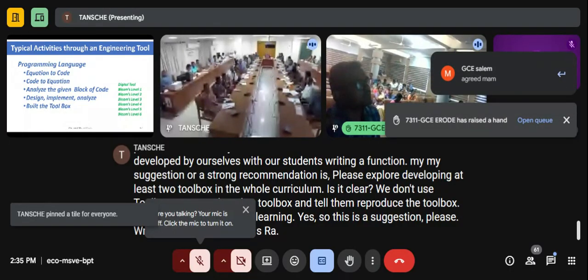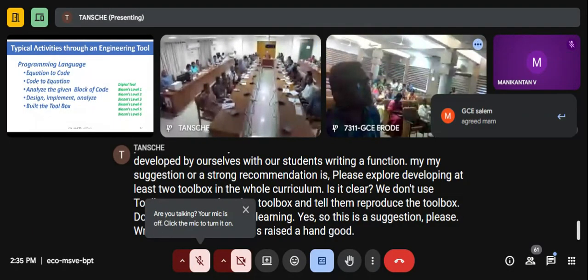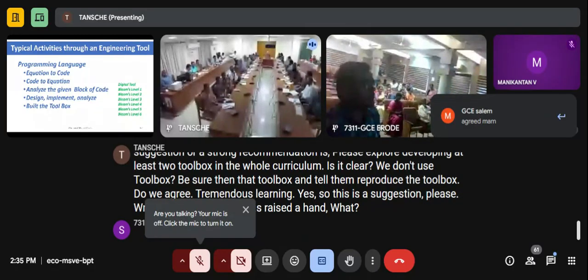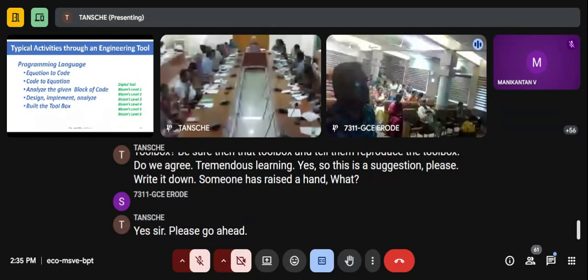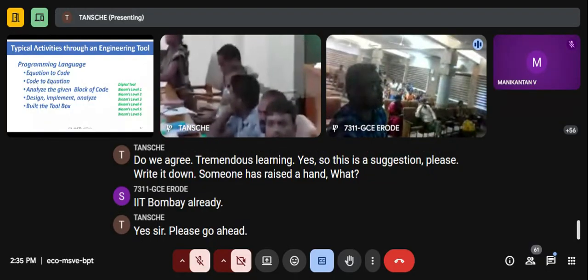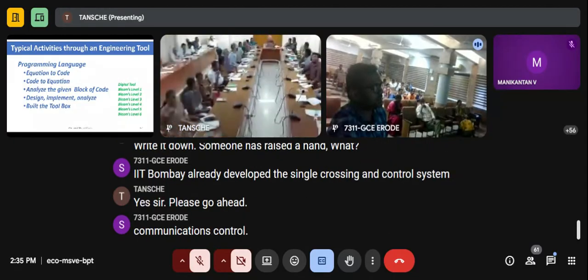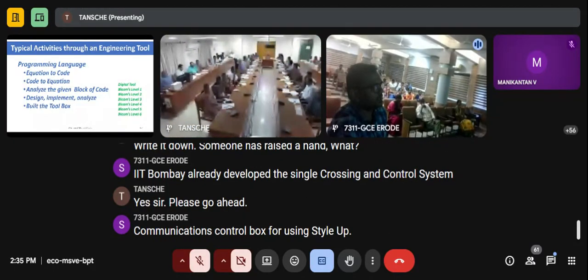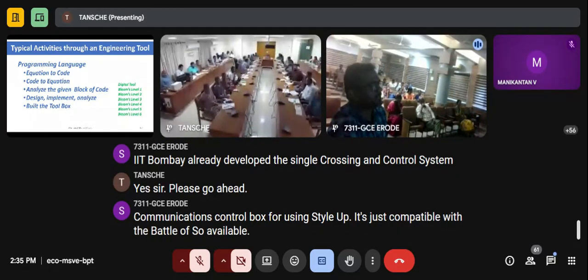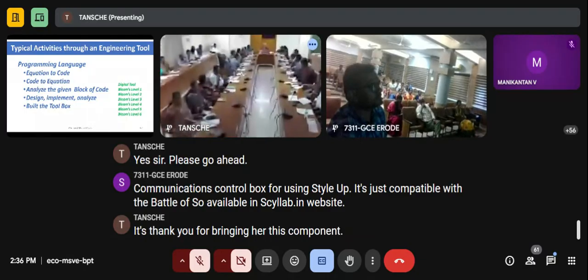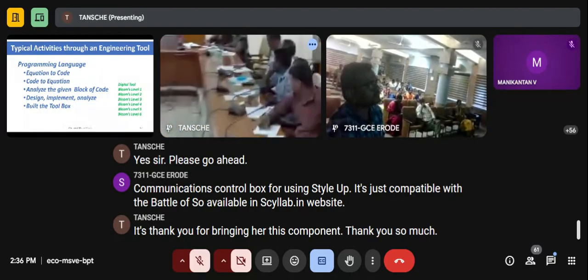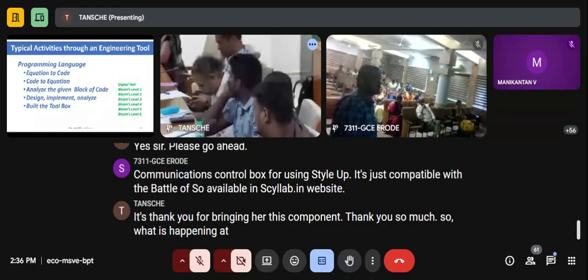Someone has raised a hand. Yes, sir, please go ahead. IIT Bombay already developed signal processing, control system and communication system toolboxes using Scilab, which is compatible with MATLAB, madam. It's available on the scilab.in website. Yes, thank you for bringing out this component. Thank you so much.